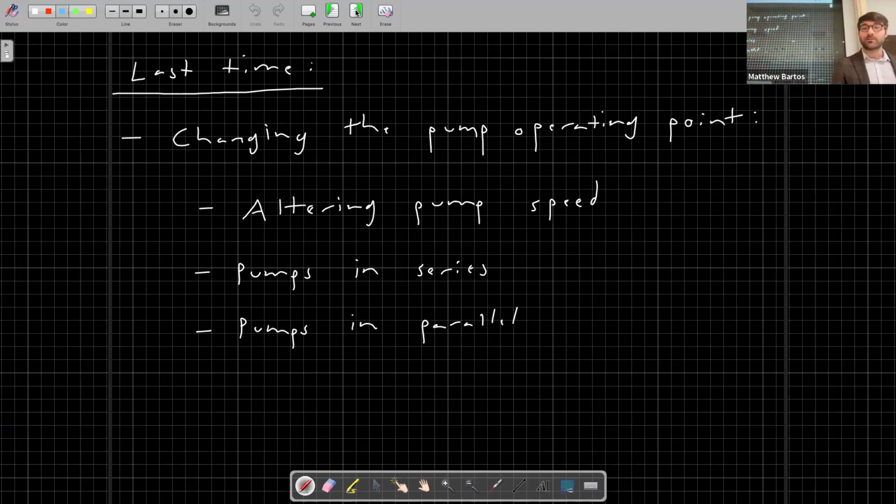So we can also achieve changes to the operating point by putting pumps in series or in parallel. We talked about how we could place pumps in series to increase the pump head. And we talked about how we could place pumps in parallel to increase the effective flow rate of the pump for a given pump head. And we talked about how the pump curve changes when you put pumps in series and in parallel. So we went through a couple of examples.